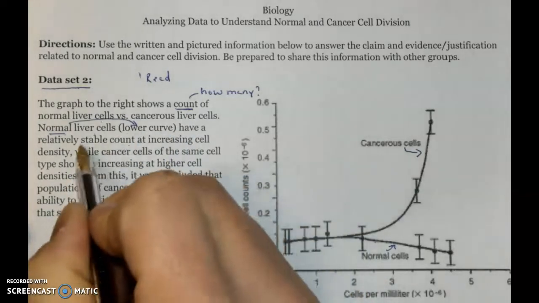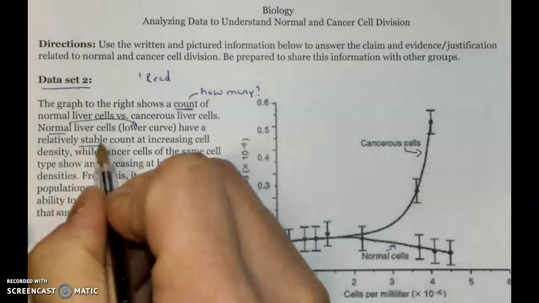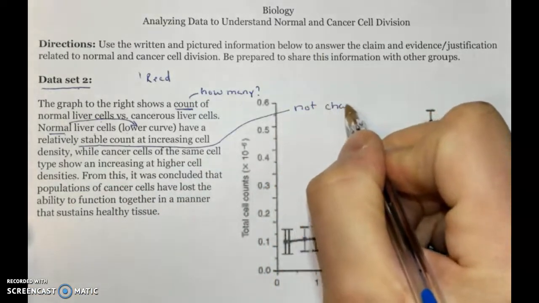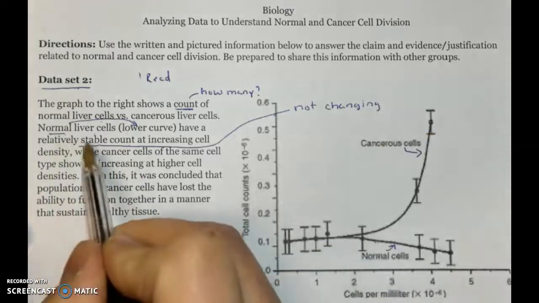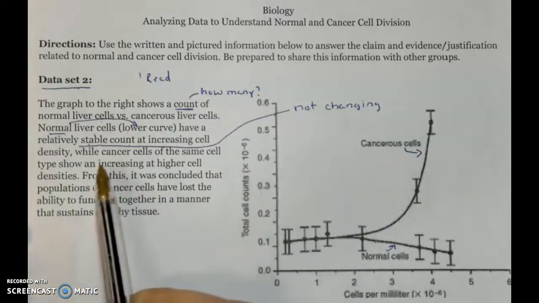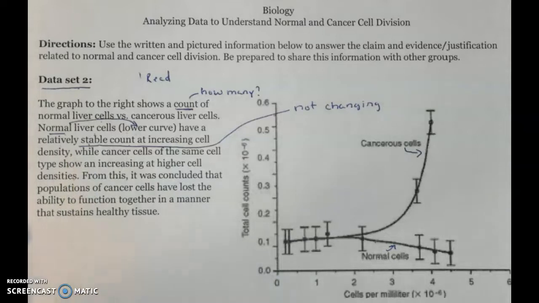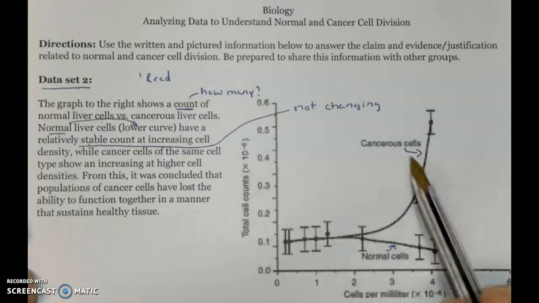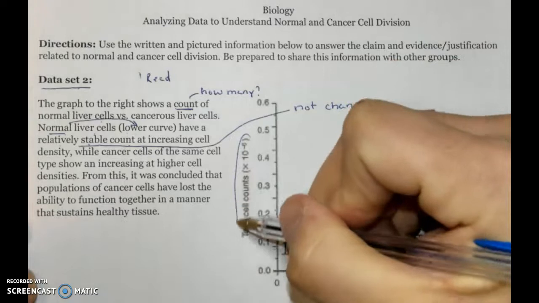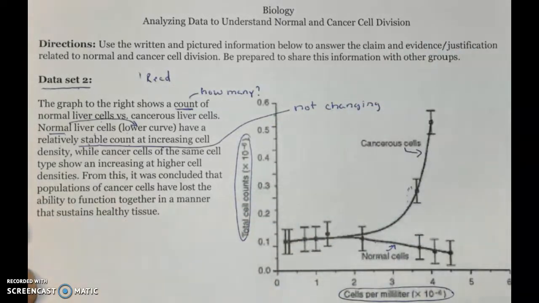So we have stable, and when we hear the word stable, we should be thinking not changing. It's relatively stable, meaning that it's not exactly a straight line, but it's pretty consistent as we are increasing cell density. So let's check out where this graph shows us this information. Whenever we look at a graph, the first thing we need to do is not look at what's going on here. It's look at what is on our x-axis and look at what is on our y-axis. Those are the very first things you need to do whenever you're looking at a graph.